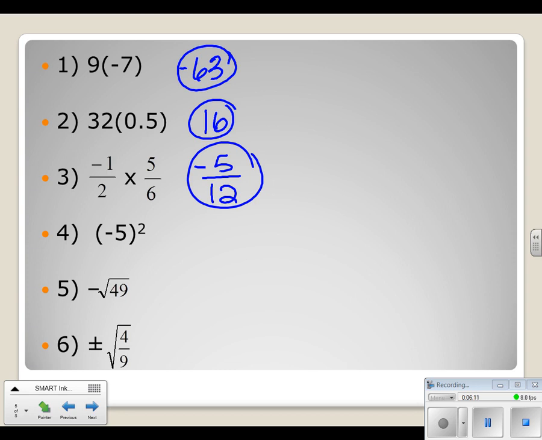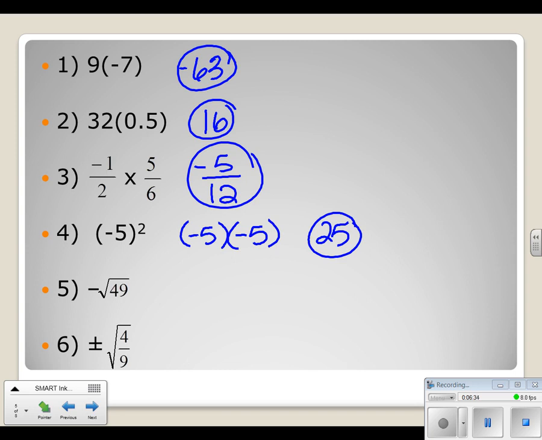Now in number 4, we're raising -5, which is the base, to the exponent 2. Since the base is a negative, you're multiplying that base, -5, by itself twice. A negative times a negative, we know, gives us that positive value, so it's 25. Make sure you're not writing -25. That negative is inside parentheses, so that is the base.